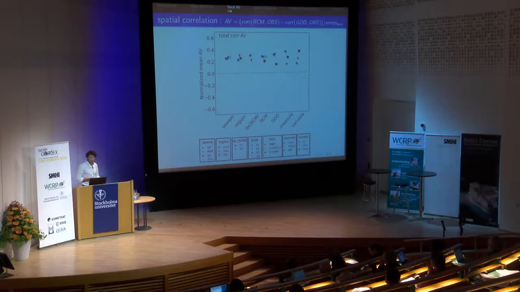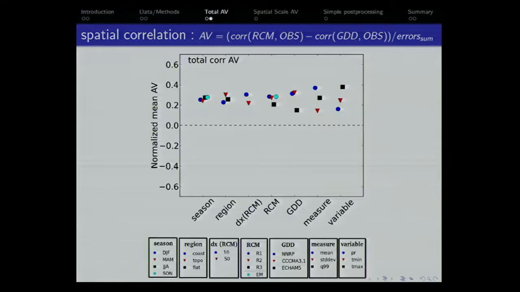If we look now at the spatial correlation, again we see that overall there is an improvement, and it looks way more consistent than what we obtain with the mean square error. In particular, even if we now consider all variables, precipitation is still the one with the lowest values, but now it's positive.